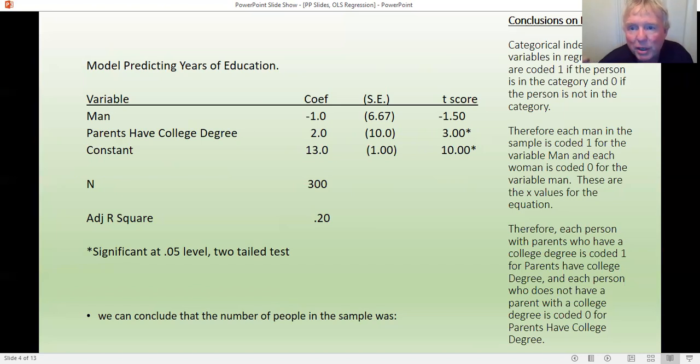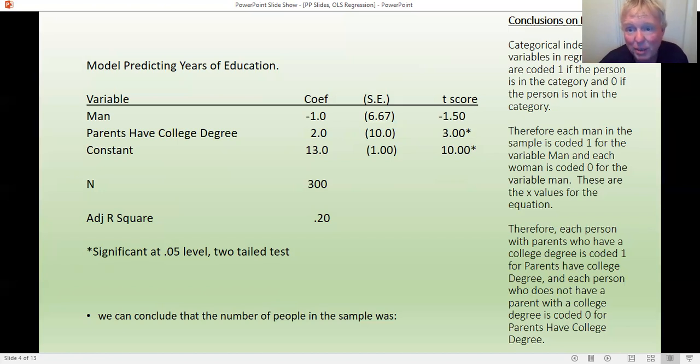Categorical independent variables in regressions are coded 1 if the person is in the category and 0 if the person is not. This is something I said on the last page, but I just want to clarify here that for the variable man, if you're a man, you're coded as 1. If you're not a man, you're coded as 0. The same with those categorical independent variables, parents have a college degree. If your parents have a college degree, coded 1, 0 if they do not. So that's how you categorize these variables, and that's how they're coded.